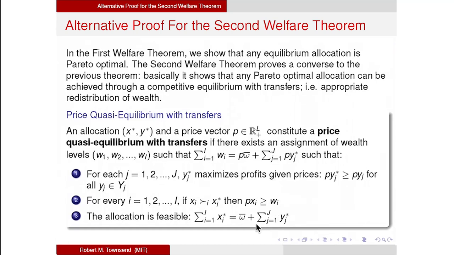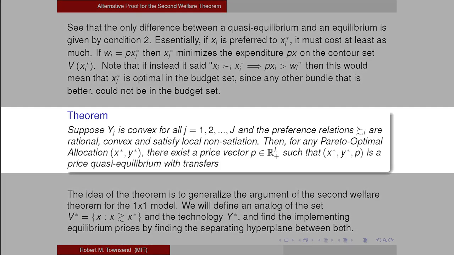The feasibility of the allocation is the same. So I'll show you the theorems now, but just to say, when we do the second welfare theorem, we're going to say that it's a price quasi-equilibrium with transfers. And then given the structure of the economy, you may need a little bit more to establish that cost minimization corresponds with utility maximization. Okay, so suppose that the production sets are strictly convex, the preference relations are rational, convex, and satisfy local non-satiation, then any Pareto optimal allocation has a price P such that X star Y star P is a price quasi-equilibrium with transfers.